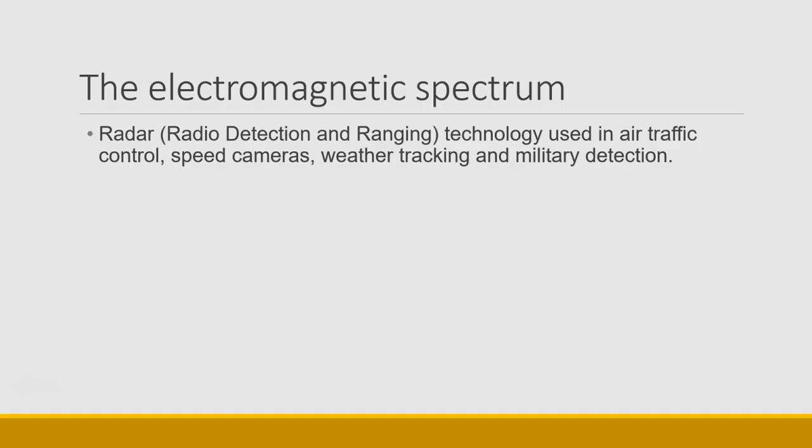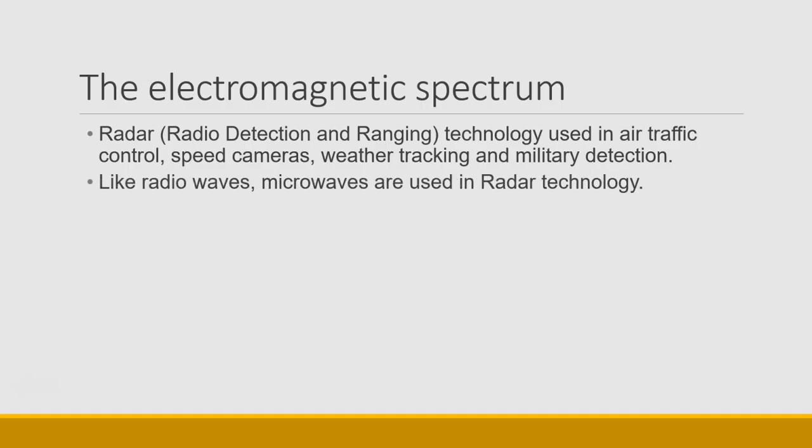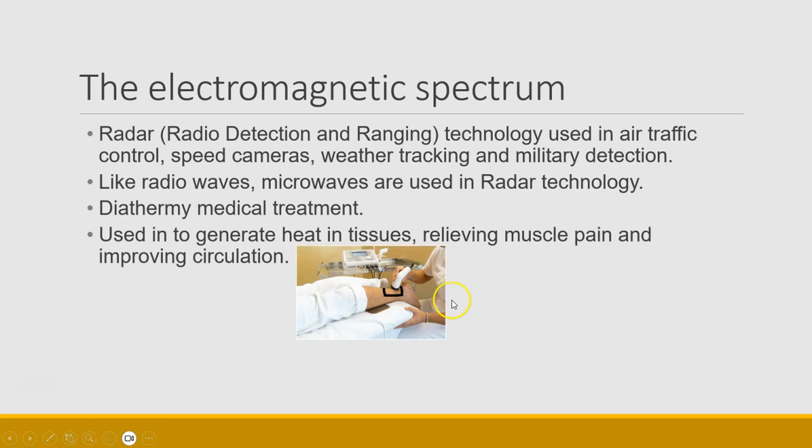Microwave radiation is also used in radar technology in the same way that radio waves are used in radar technology. Microwaves are also used in diathermy medical treatment. And what that means is that this little machine will use microwave radiation to generate heat in tissues, and that would relieve muscle pain and it would improve circulation.